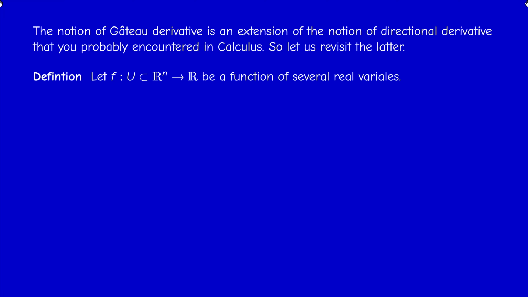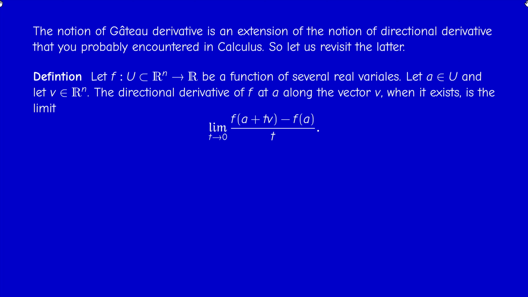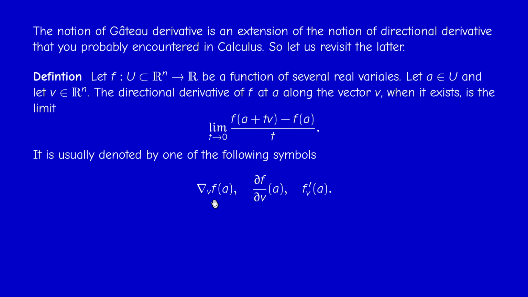If you have a function of several variables defined on an open set as usual, and we consider a point A and a vector v in R^n, the directional derivative of f at A along the vector v, when it exists, is this limit. Here t is a real number, so we can always divide by t. So the limit of f of A plus tv minus f of A over t. Of course it depends on A and v. When it exists, we use one of these symbols: nabla_v f of A, or del f over del v at A, or f_v prime at A. And you may also encounter other symbols.